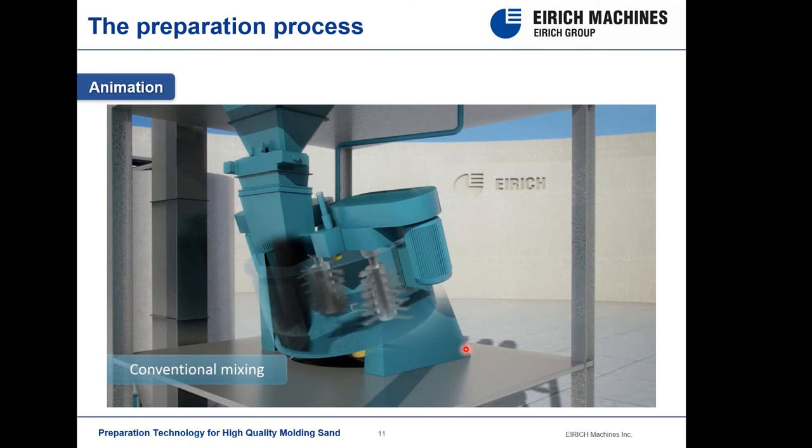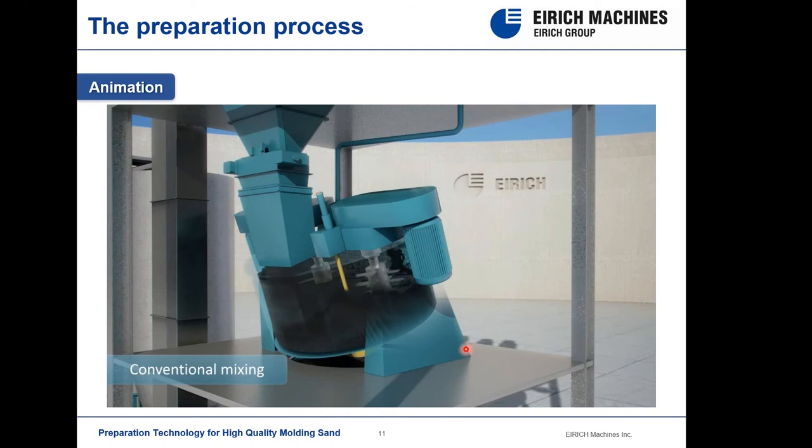In here, we can see the inside of the mixer. We have the sand with the additives getting filled into the mixer. Once we have the mixer filled, we close it, and we use that probe to go inside the sand and measure the moisture. That allows the system to know how much water needs to be added to the sand to get the proper moisture content at the end.